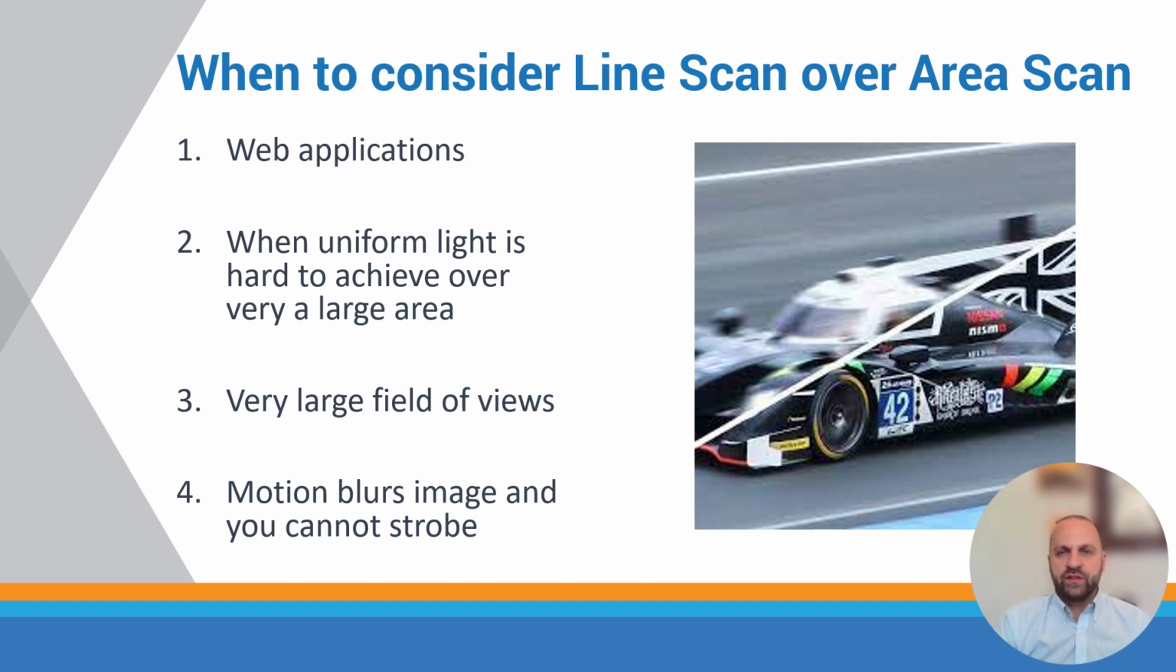Again, very large fields of view where it's just hard to capture one picture. And then anytime motion blurs an image, and you cannot use strobe. So if the situation, maybe you're around other workers and strobing a light just isn't feasible to stop that motion blur, then you may want to consider line scan.